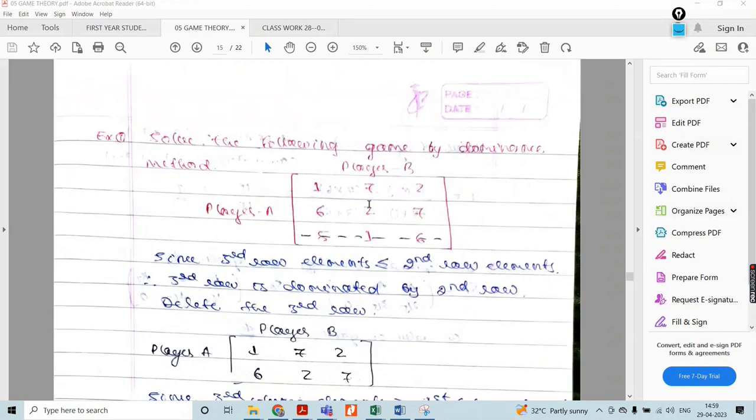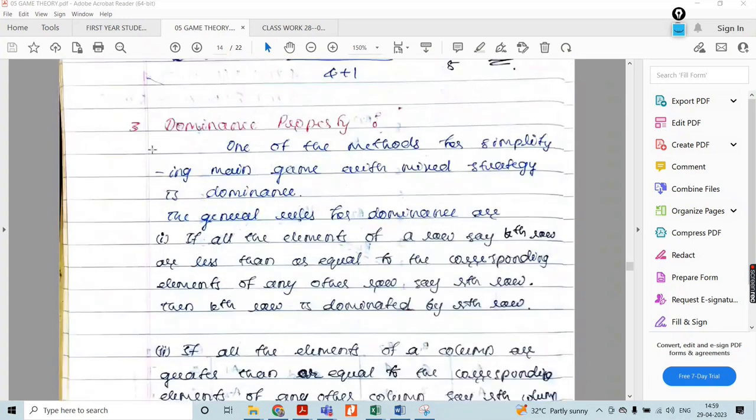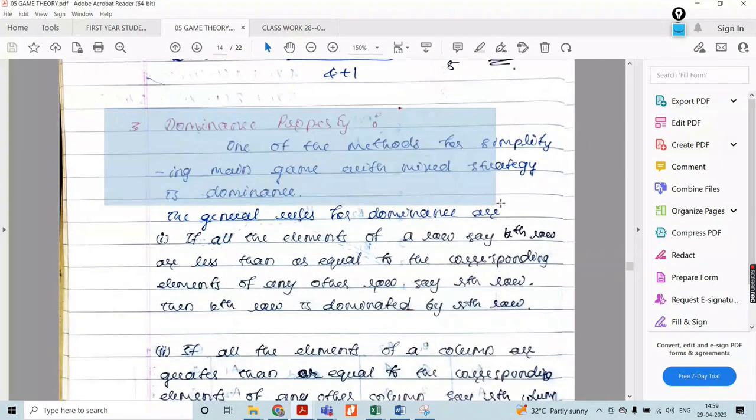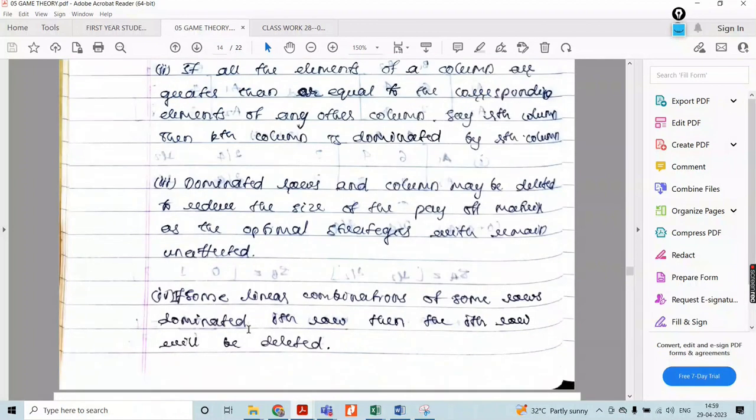Next, we need to discuss this numerical. Anybody having any doubt regarding the dominance property, you can ask. Remember, they will ask you to explain the dominance property with an example. You have to write all these points, then take an example, then discuss it.